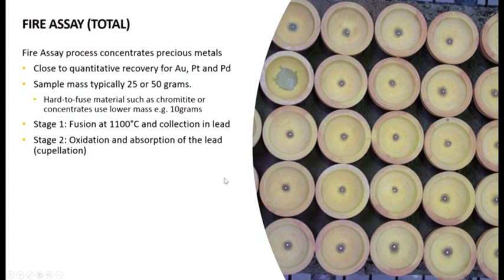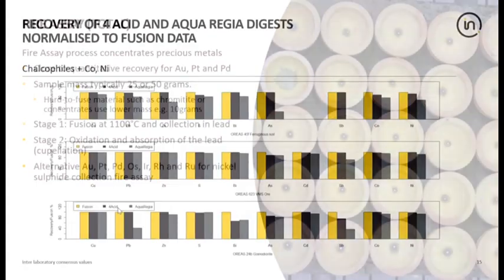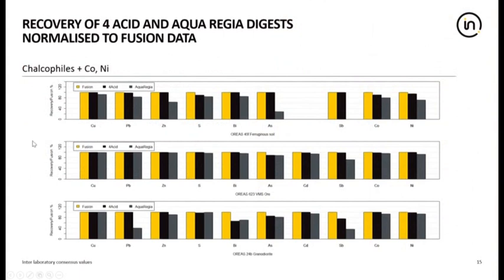And you can see that one didn't work very well because it had tellurium in it. But fire assayers are trained to look for these kinds of things. It's not an infinitely robust process, but it is very robust. And typically when things do go wrong, we can pick it up. The alternative is the nickel sulfide collection fire assay, where you can do gold, platinum, palladium, osmium, iridium, rhodium, and ruthenium.